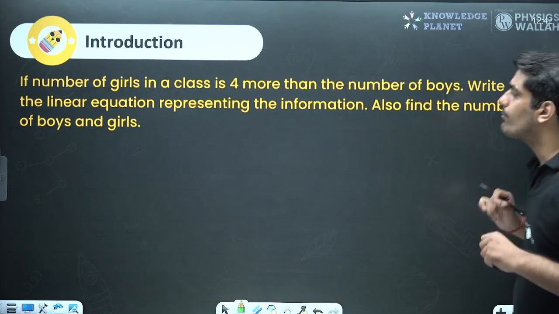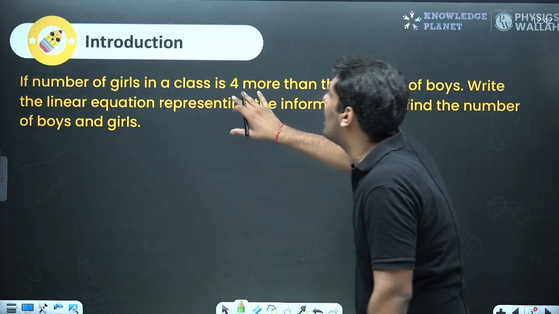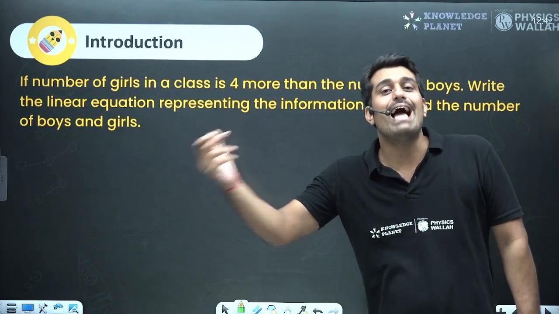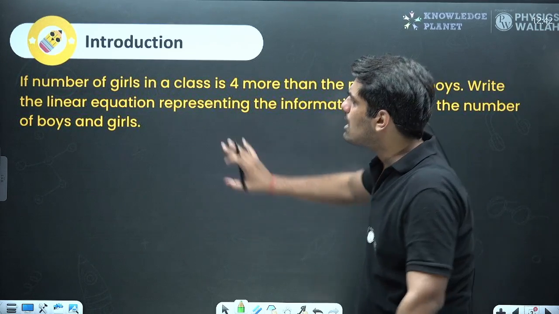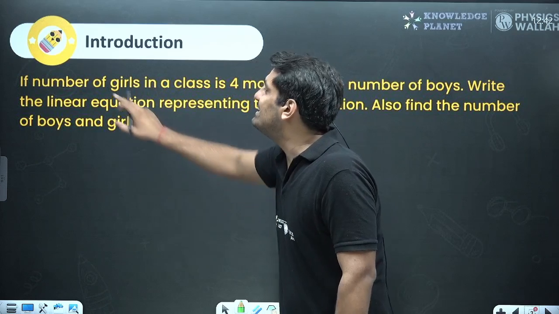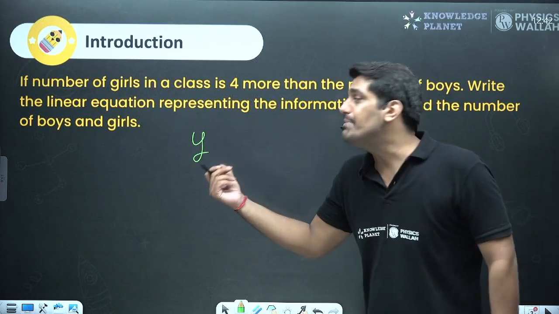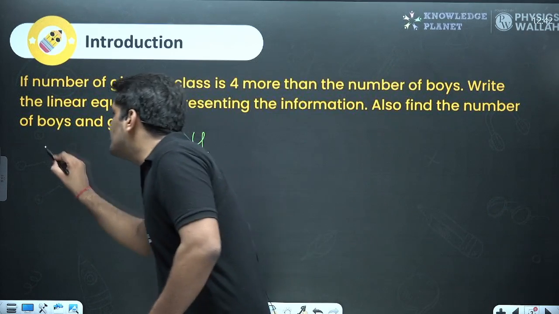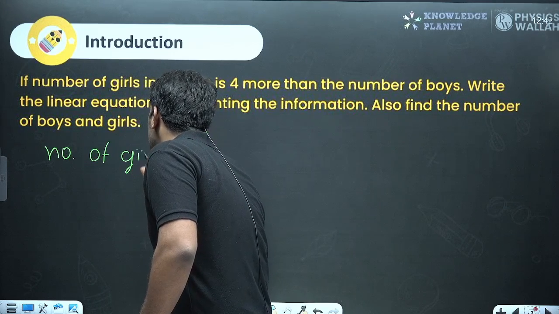Over here it mentions that the number of girls in a class is 4 more than the number of boys. Alright, the relation between the number of boys and the number of girls is given to you. Very simple. So if I say the number of girls is x, not x, let me assume that the number of girls is y. This is the number of girls I am assuming: the number of girls being equal to y.